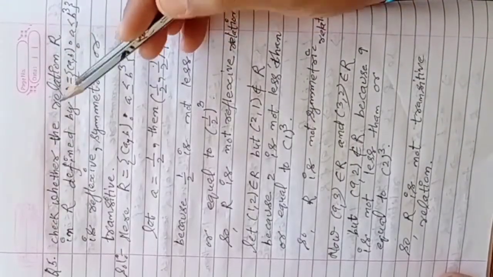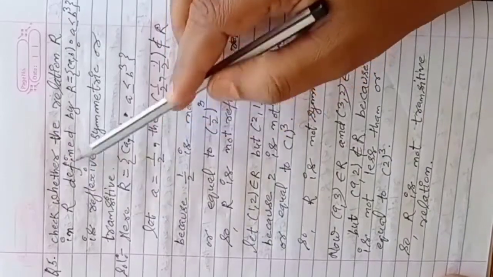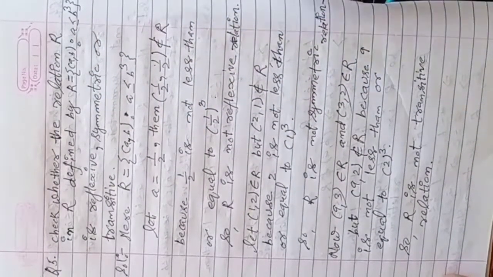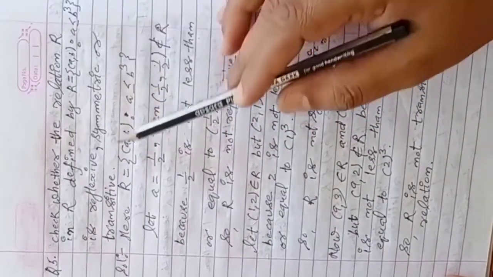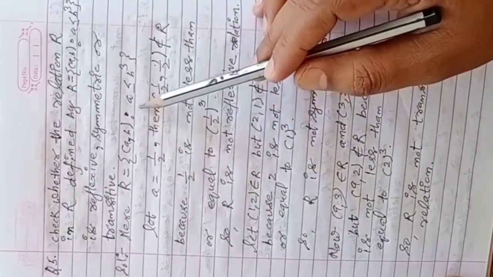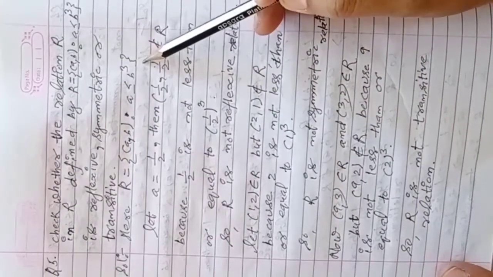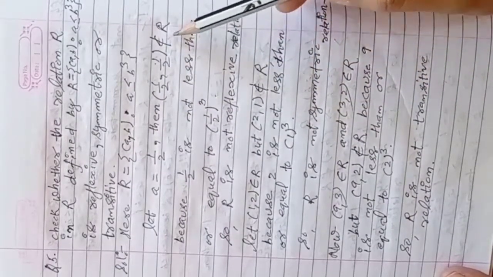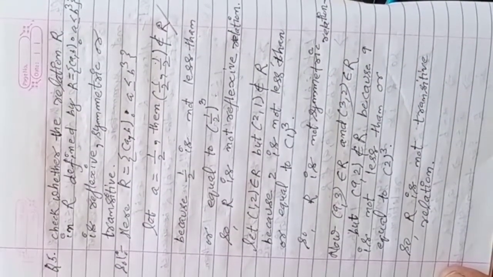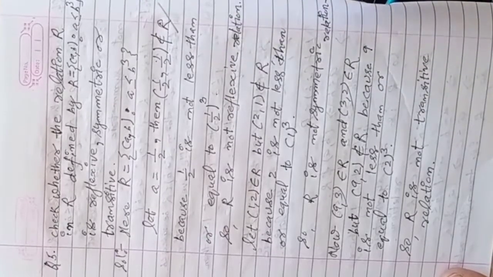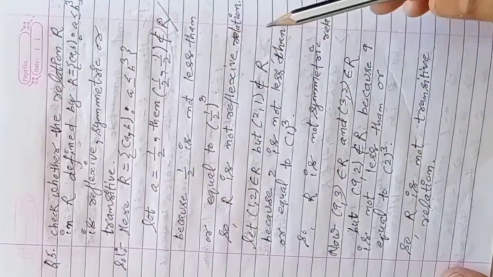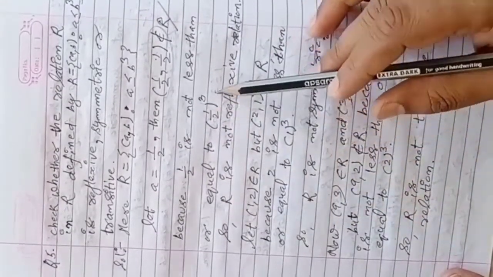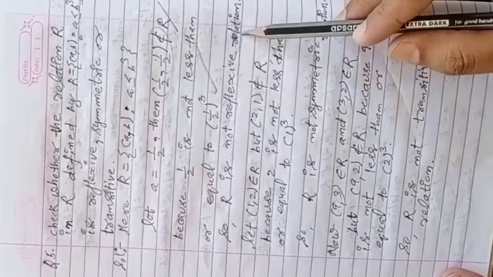Now question number 5 we have. Check whether the relation R in the real numbers defined by R equal to (a,b) such that a less than or equal to b cube is reflexive, symmetric or transitive. So we have the given relation (a,b) such that a is less than or equal to b cube. Let a equal 1/2, then (1/2,1/2) does not belong to R because the cube of 1/2 will be 1/8. So this relation is not satisfying the given condition because 1/2 is not less than or equal to (1/2) whole cube. So R is not a reflexive relation.